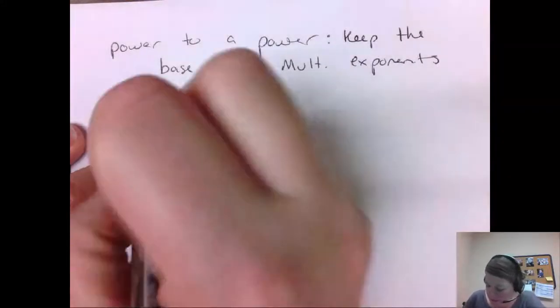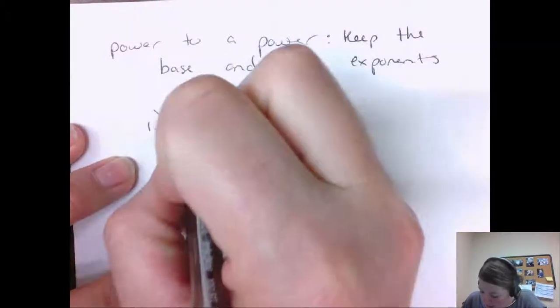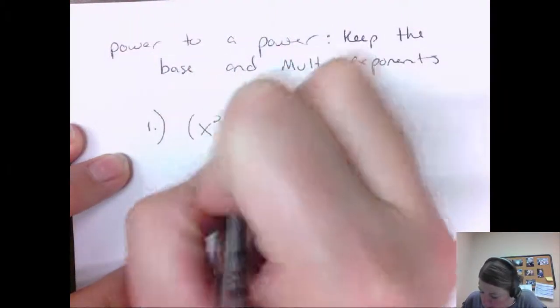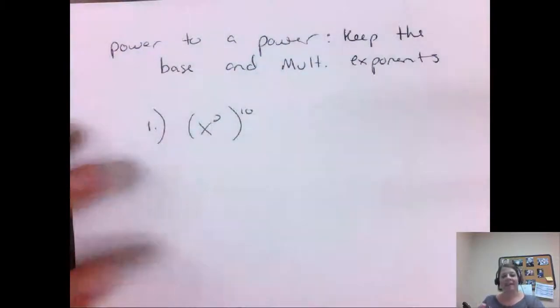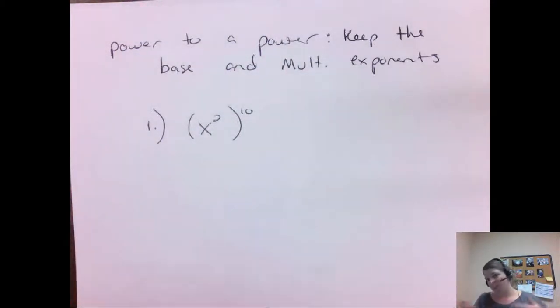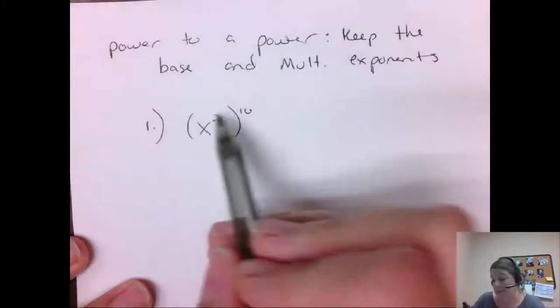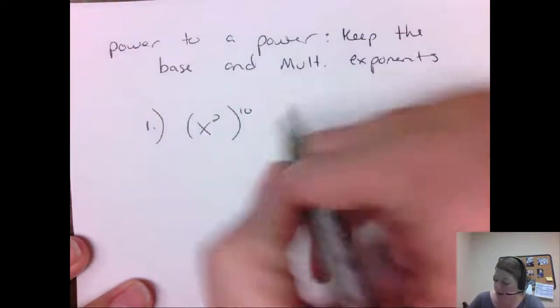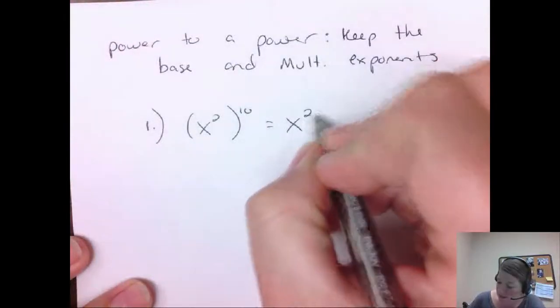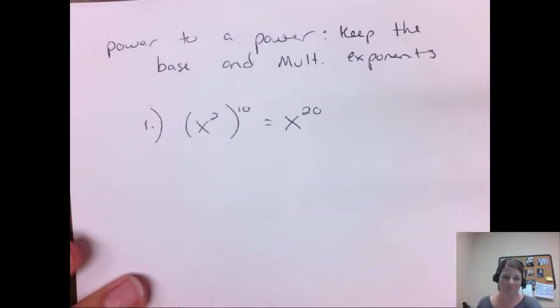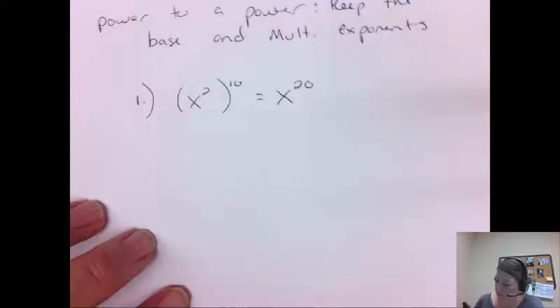So here's what these ones kind of look like. What if I have x squared raised to the 10th power? That is like saying x squared times x squared times x squared, 10 times, right? And so I don't want to write that out 10 times. So I use this shortcut: instead of writing out 10 combinations of 2, I can just multiply the exponents. So that would give me x to the 20th. And that's the power to a power rule of the exponent rules.